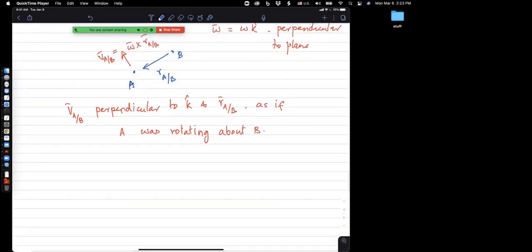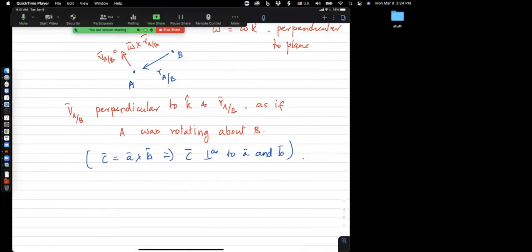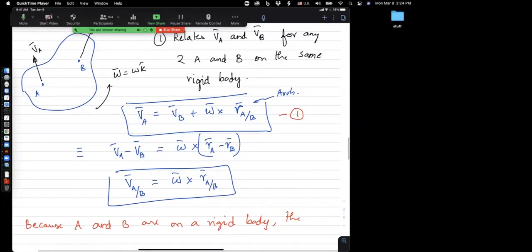Okay, so I guess you recall cross products. If you say C equals A cross B, that implies C is perpendicular to A and B, okay? So that's the principle of cross product, I guess. Okay, so that's basically all there is here.